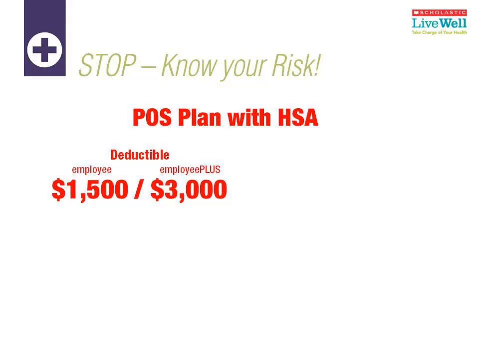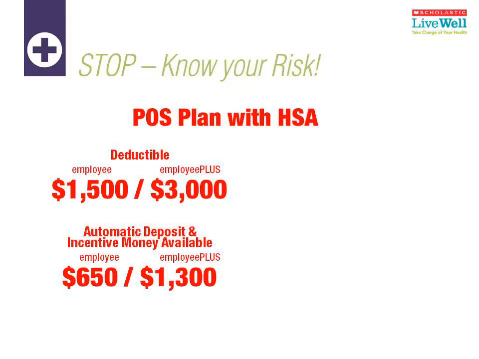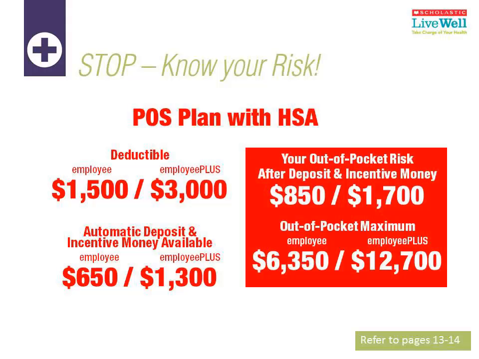However, in the POS HSA plan, your in-network deductible is $1,500 for employee-only coverage and $3,000 for all other coverage levels. Even when you apply money from your HRA or HSA, your deductible is still $850 employee-only and between $1,700 and $2,200 for employee plus coverage. That is considerably higher than the $100 to $200 effective deductible under the EPO HRA plan.